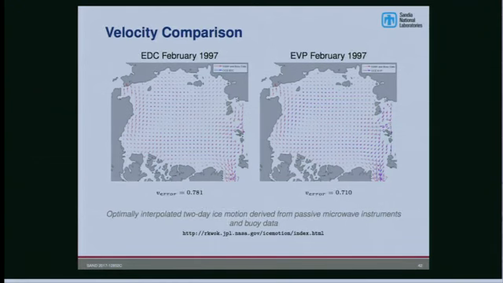So here are some velocity results. On the left is our elastic-decohesive model. On the right is a standard elastoviscoplastic for the same time. And the blue on each are from the model, and the red are from optimally interpolated 2-day motion measurements.